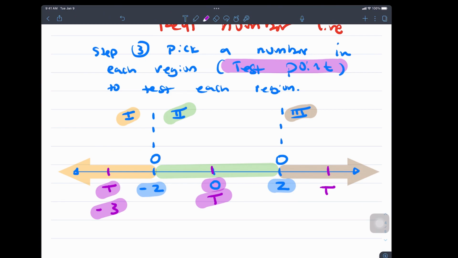Yes. And give me a number in region 3. Anything bigger than 2. What number would that be? Okay, you could use 3. +3. There you go. Okay? So these purple numbers, what are they known as? These are called test points. So that's going to be an important detail.